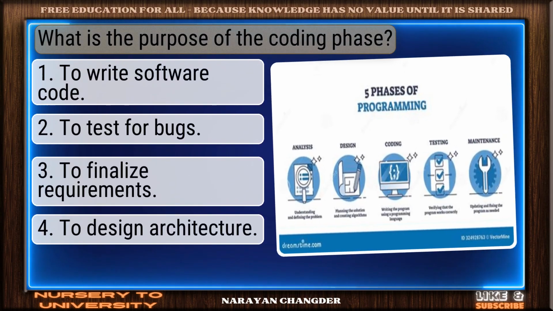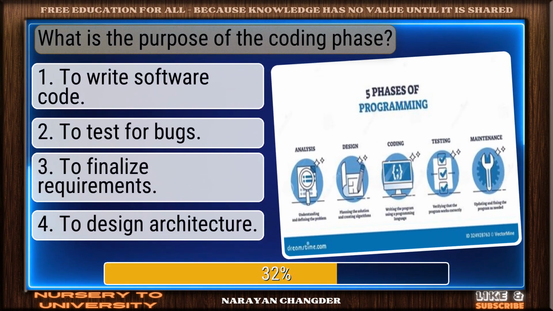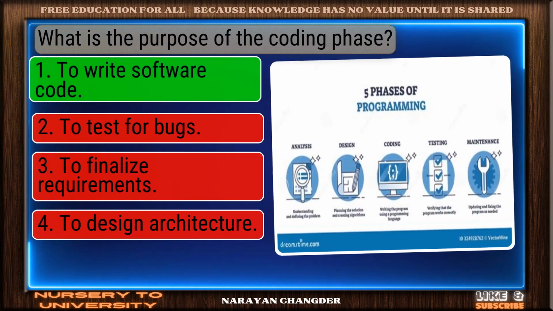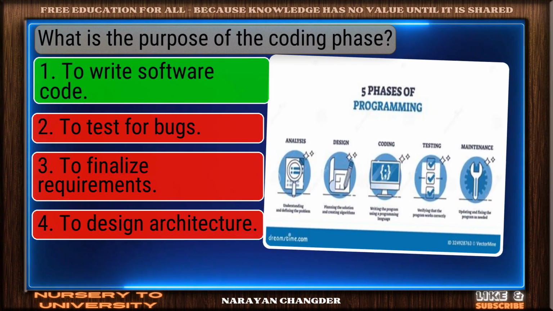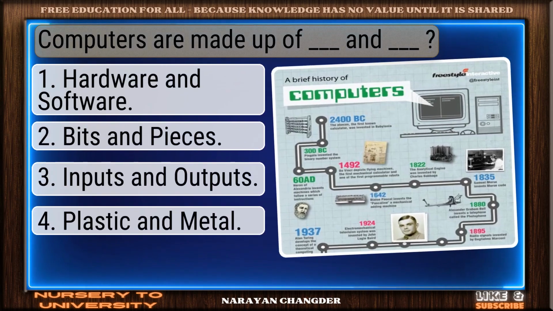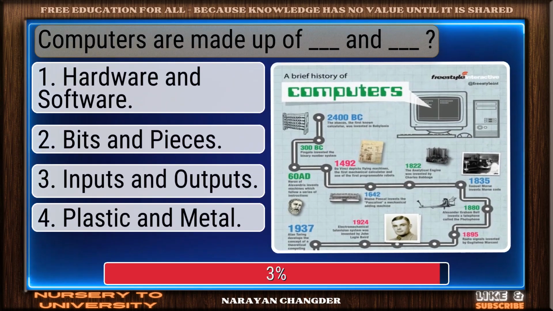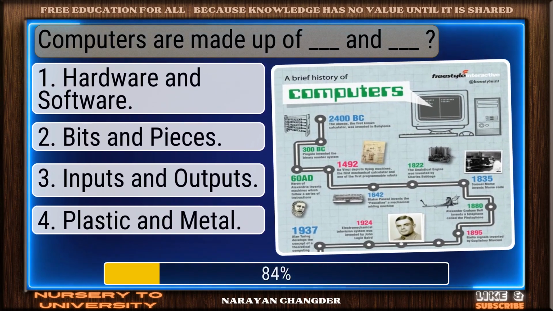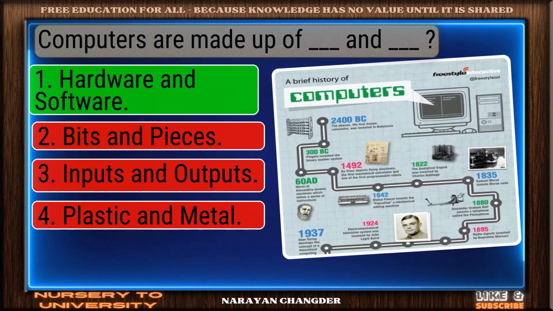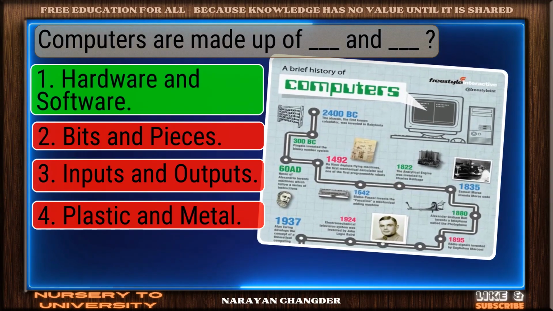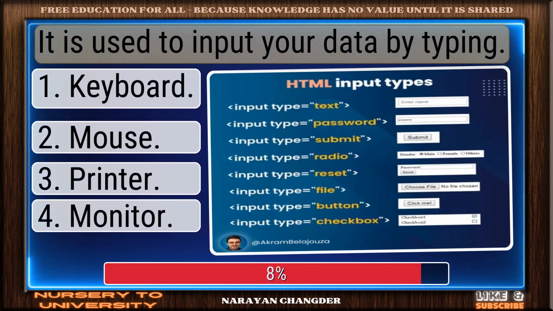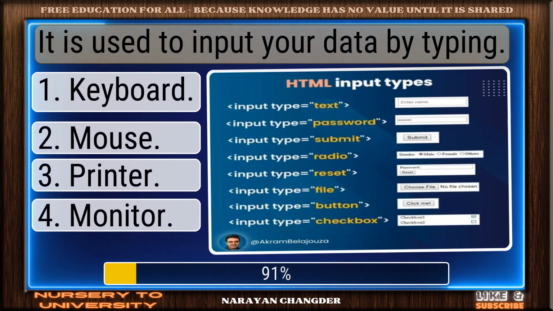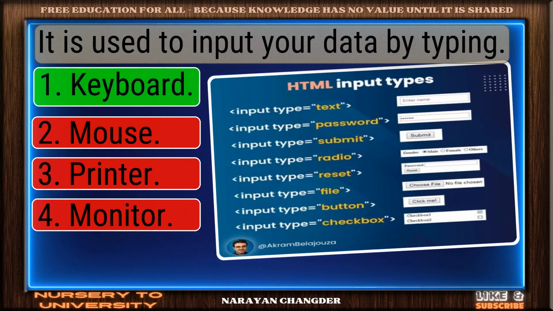What is the purpose of the coding phase? Smart pick. To write software code is correct. Computers are made up of dash and dash. Correct response. Hardware and software is accurate. It is used to input your data by typing. Smart move. Keyboard is accurate answer.